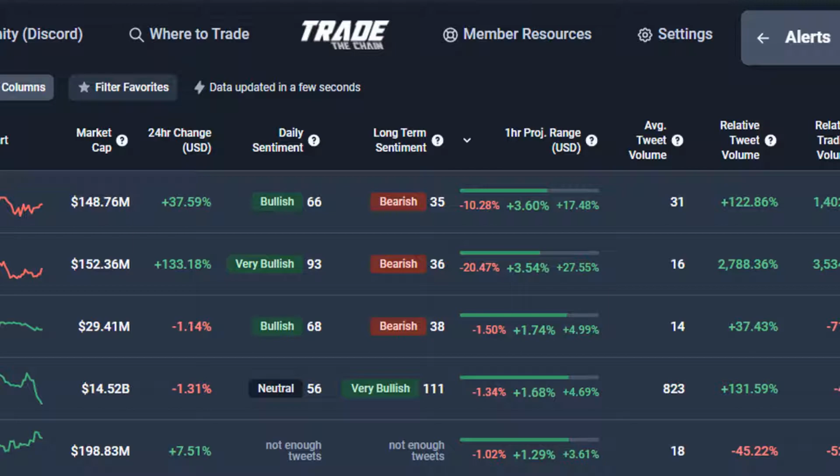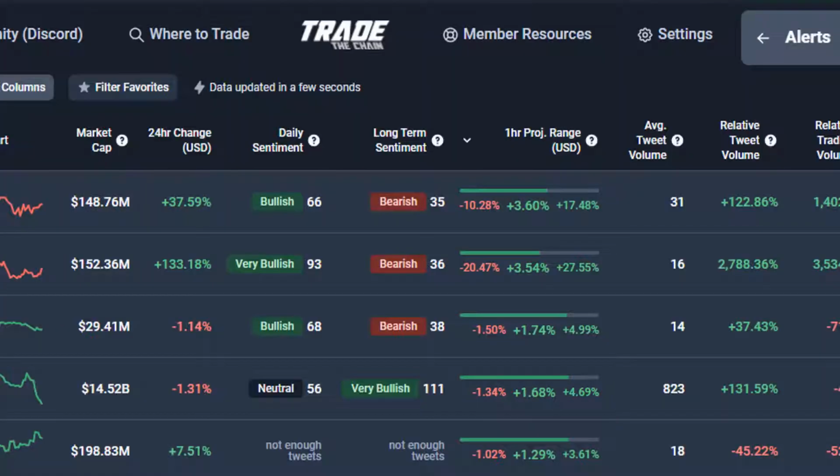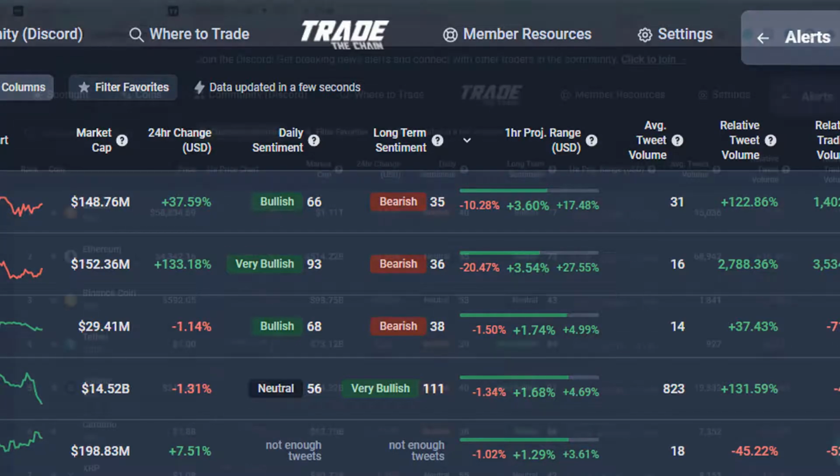Let's take Crypto.com as an example. Trade the Chain predicts that the price of CRO will range from -1.34% to 4.69%. The green bar indicates which way it's more likely to go. So in this case, it is very likely that CRO will gain a few percentages in the next hour. If you want to go long you want to look for a big green bar. But you can also play the game the other way around.